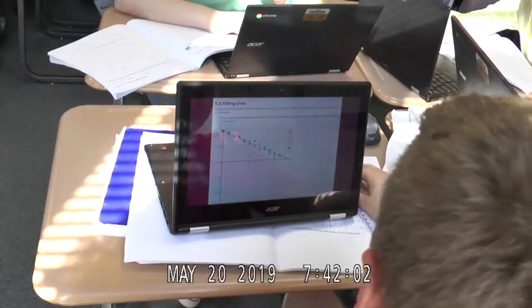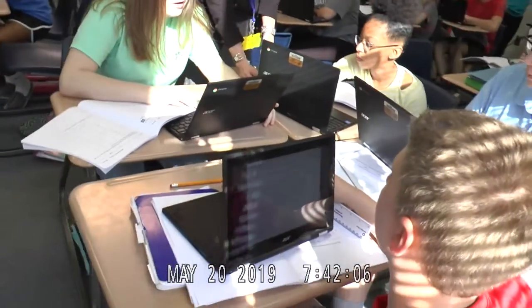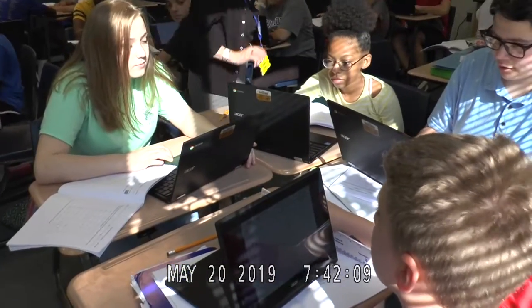The first thing is there are barely any outliers here. Here's the one where there's a bunch of outliers. So you have both done and you're comparing.